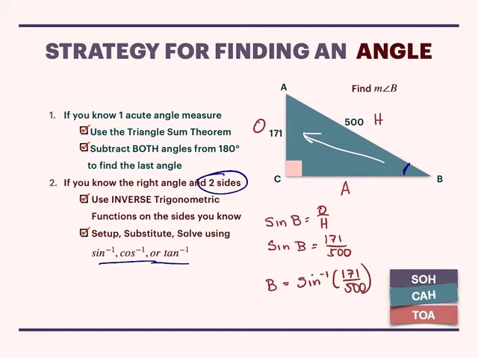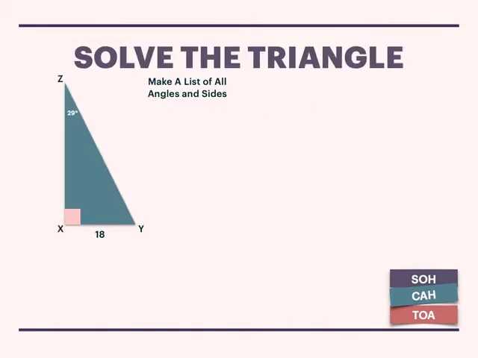Gives me 0.342. Now I'm going to hit inverse sine to undo that ratio. And it tells me that angle B, measure angle B, is 19.998 or 20 degrees, just like we thought. That had to be a 20-degree angle right there. We'll look at a few examples here to see how it is done.